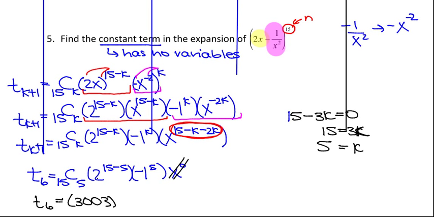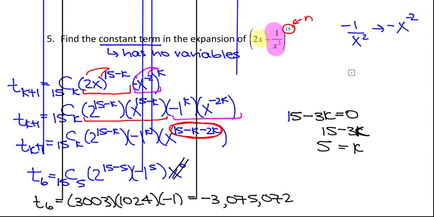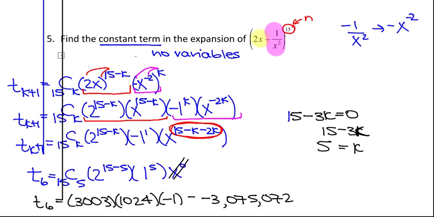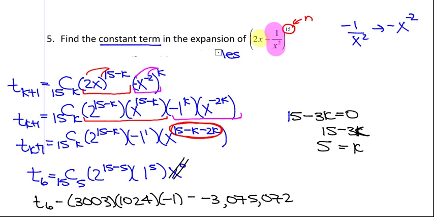Then I have 2 to the power of 10, which is 1024. Then I have negative 1 to the power of 5, which is negative 1. So the final answer is negative 3,075,072. Once again, I apologize for all these lines. Maybe I can make them go away. I'll try one more time. There we go. Ta-da! So maybe pause it on this screen with no lines, and hopefully you're able to follow.